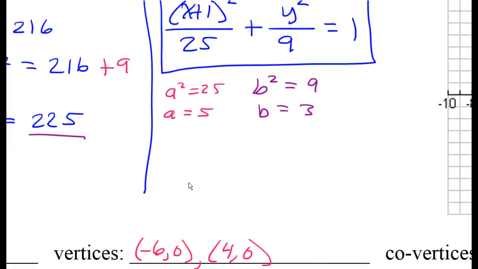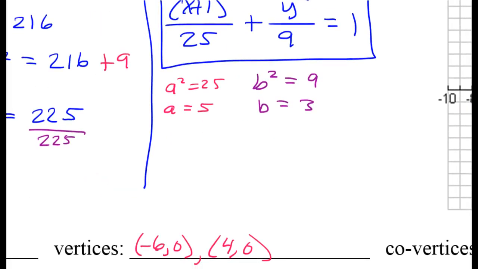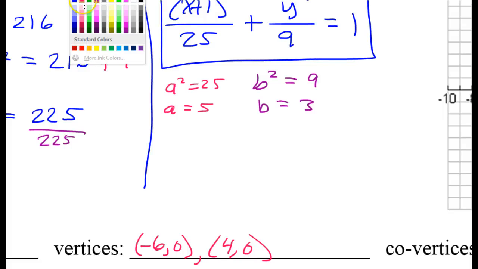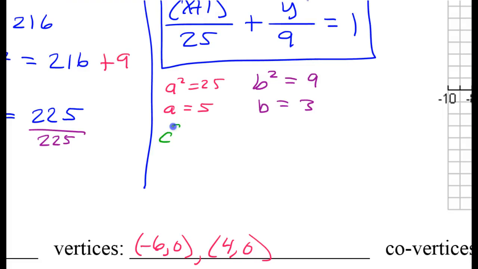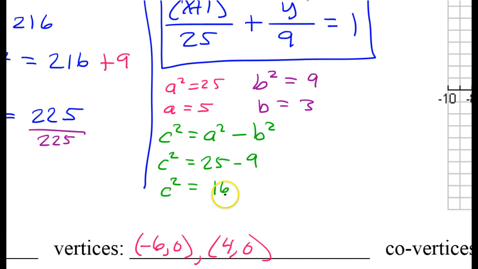But we also need the foci. So for an ellipse, we know that c squared is equal to a squared minus b squared. For a hyperbola, this is plus, but for an ellipse, it's minus. So the c value will lead me to the foci. So I'm going to go c squared is equal to 25 minus 9. So c squared is equal to 16. So c is 4.